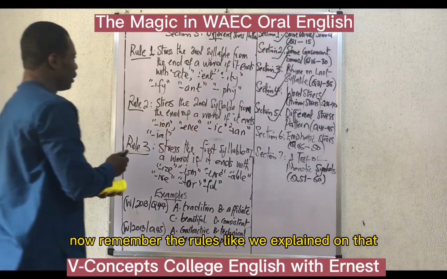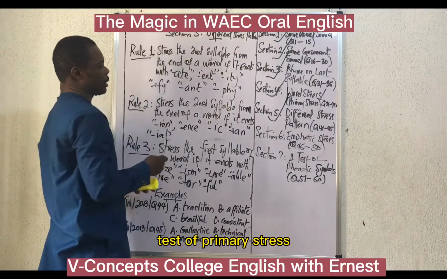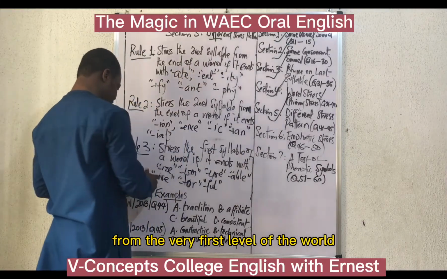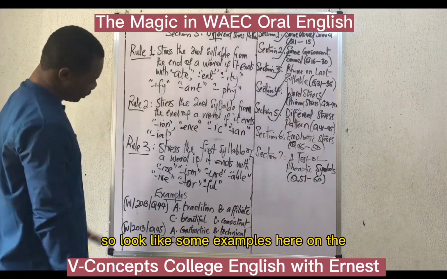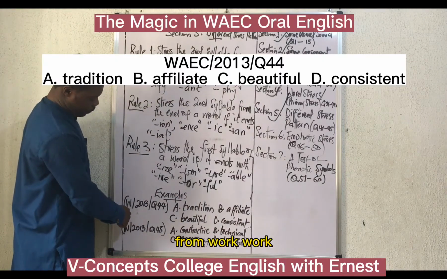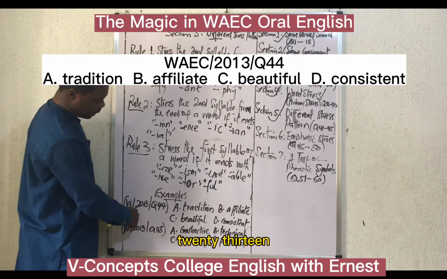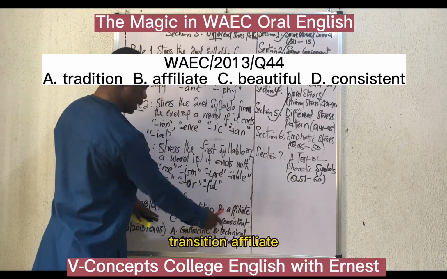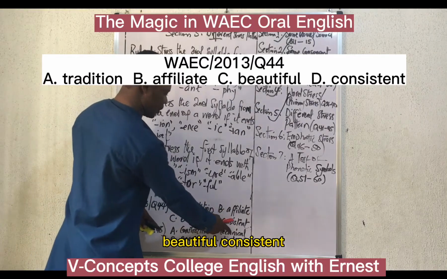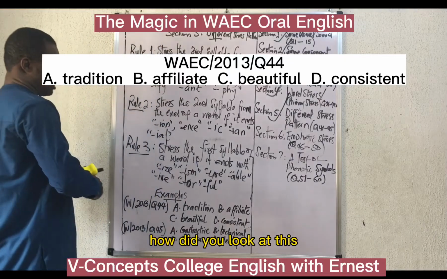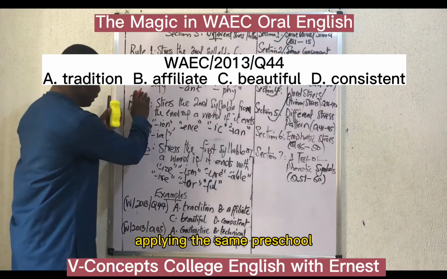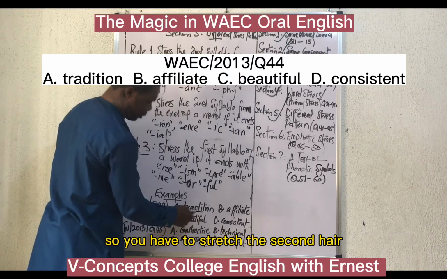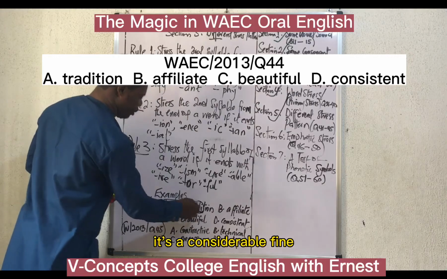Now, remember the rules like we explained on that test of primary stress. How to stress the third syllable from the end, second from the end, or the very first syllable of the word. So, looking at some examples here on the board, you have from WAEC 2013, question 44: tradition, affiliate, beautiful, consistent. If you look at these words very well, applying the same principle, if a word ends with ION, you stress the second syllable from the end. So you're going to stress the second syllable here.